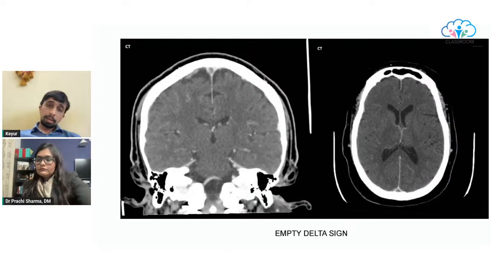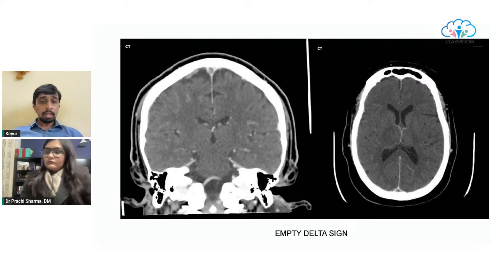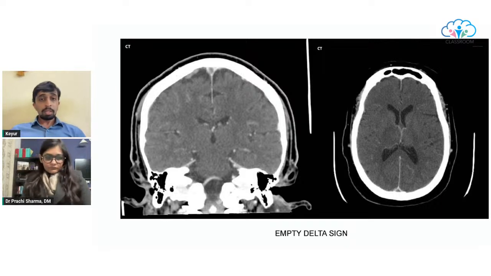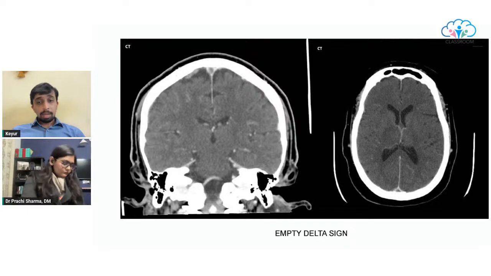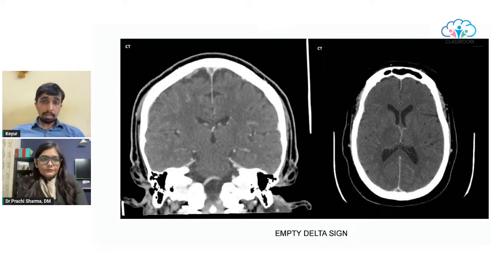Coming to the sign which is very well known in cerebral venous sinus thrombosis, this is the empty delta sign. Here it's a delayed contrast CT image which is showing that there is a thrombus in the superior sagittal sinus, which is seen as hypodense in contrast CT. Similarly, this is an axial image where there is a hypodensity within the superior sagittal sinus, which suggests that there is a block of the superior sagittal sinus.